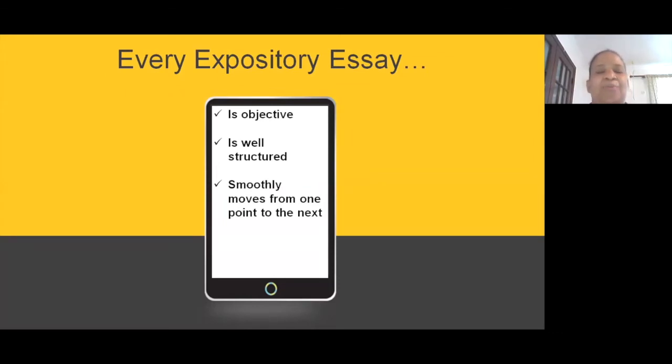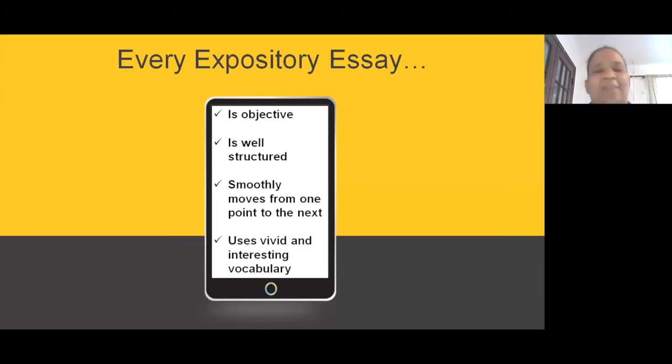You move from one point to the next point to the next point using your transitional words and transitional phrases, so that it is not jerky. When you go from paragraph to paragraph or sentence to sentence, everything is connected. And we have vivid and interesting vocabulary.